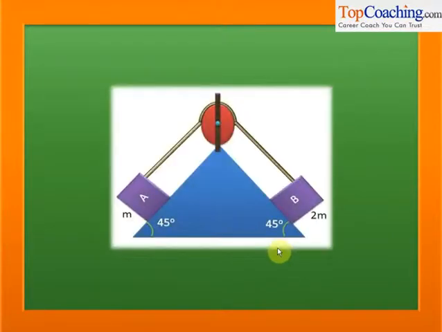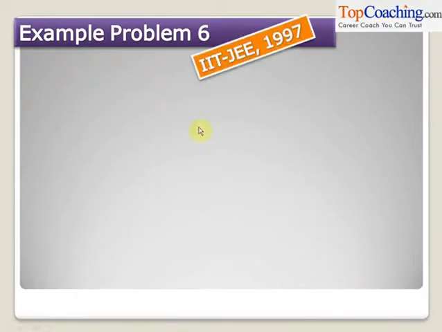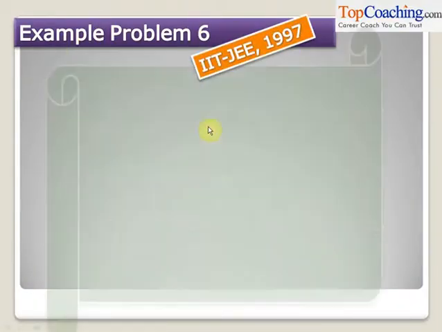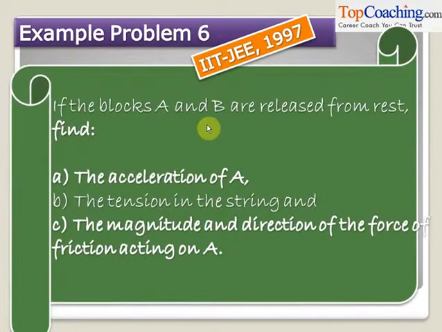So this is the wedge shown in the figure. As you can see, the angle of incline on both sides is 45 degrees. A block A of mass m is placed on the wedge and a block B of mass 2m is placed on the wedge. A pulley connects these two masses with a massless inextensible string. The coefficient of friction on both surfaces is given. If the blocks A and B are released from rest, find the acceleration of A, the tension in the string, and the magnitude and direction of the force of friction acting on A.